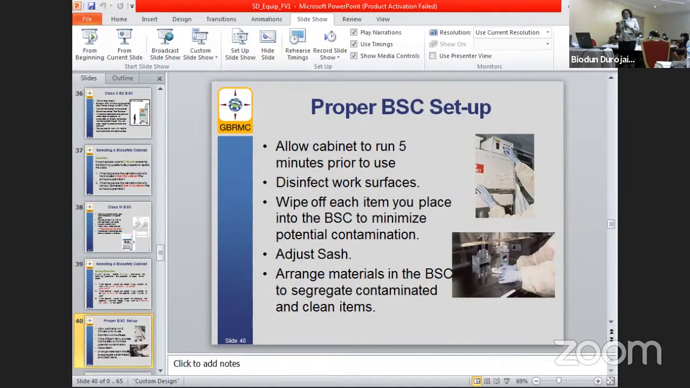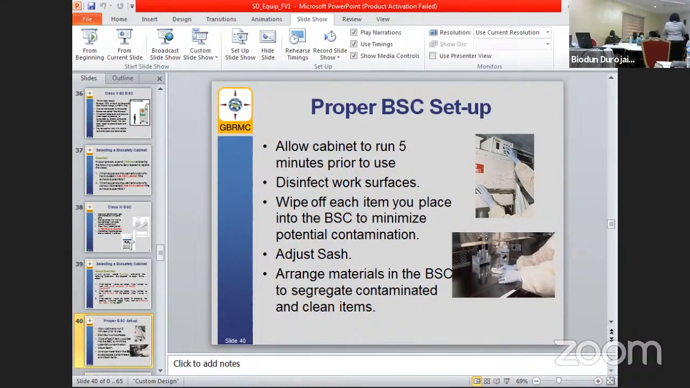So proper BSC setup means that when you buy it, you read the manual, the manufacturer specification. So number one, allow the cabinet to run 5 minutes prior to use. Why, where will you get this information? It's from the manual. And then some people may not want to go through the manual every time, so you tease out some steps from the manual and put them in an SOP, okay? Disinfect work surfaces. This disinfection of work surfaces, from what we have said between yesterday and today, where does it fall into? Can somebody remember?